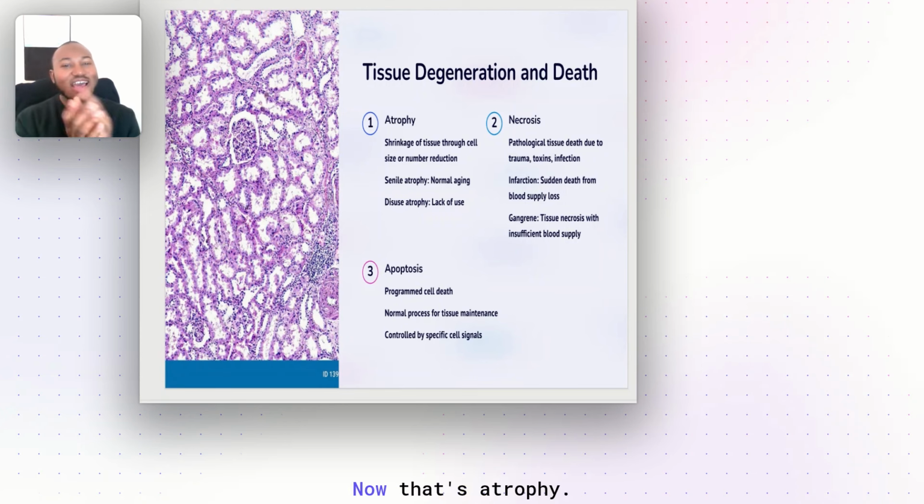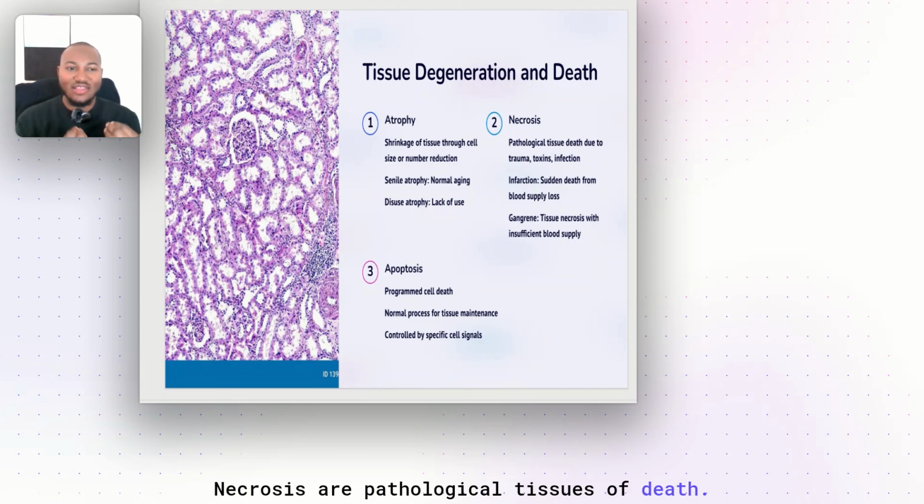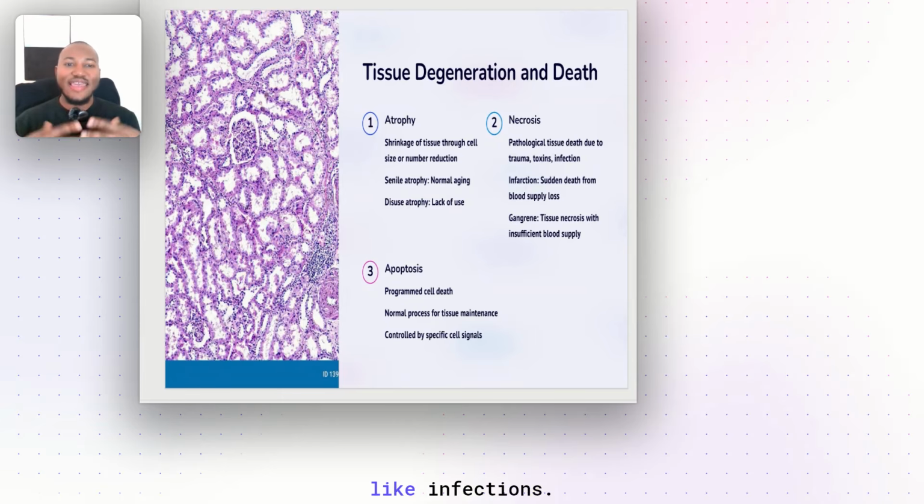Look it up. Now, that's atrophy. Now, we have necrosis. Necrosis are pathological tissues of death, right? What are those tissues? Like trauma, like what could cause necrosis? Like trauma, like toxins, like infections. So necrosis are a lot of things. We also talk about infarction under necrosis, which is sudden death. Blood supply will stop. The tissue will die.